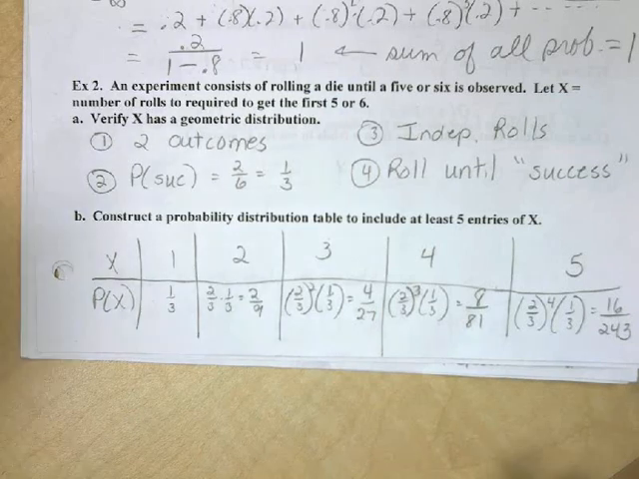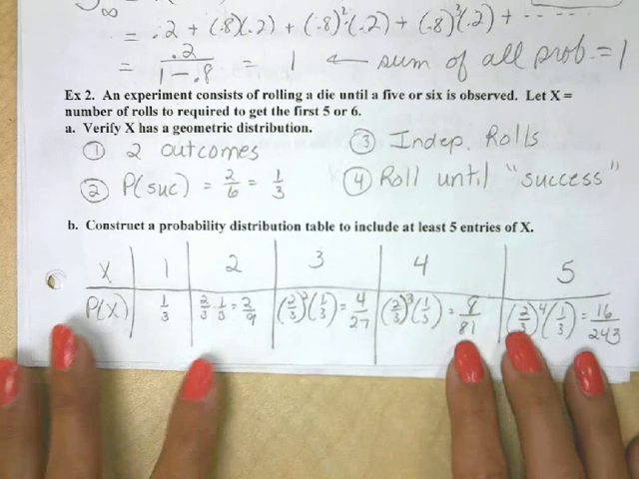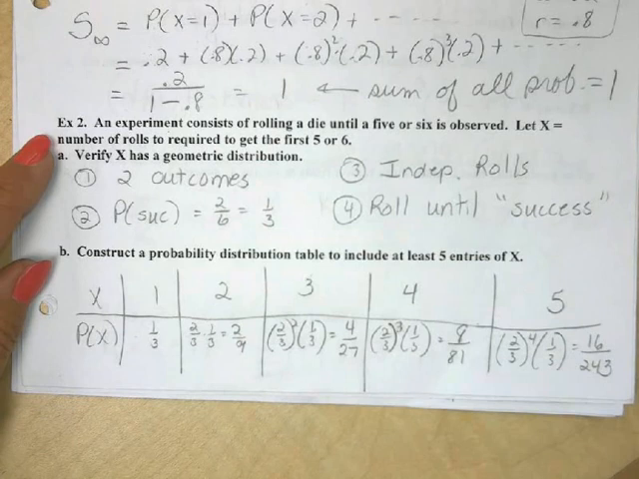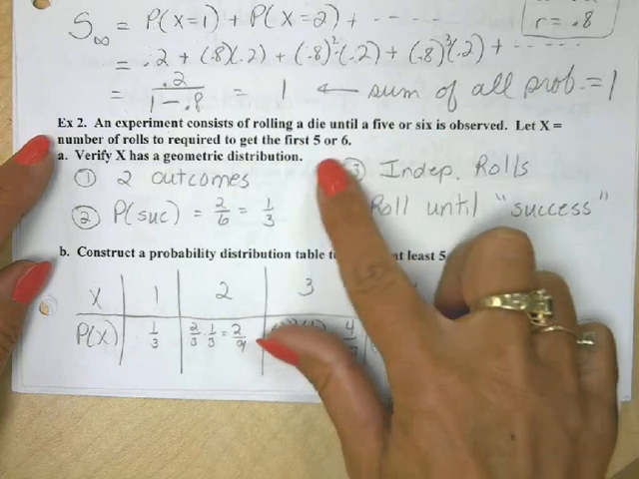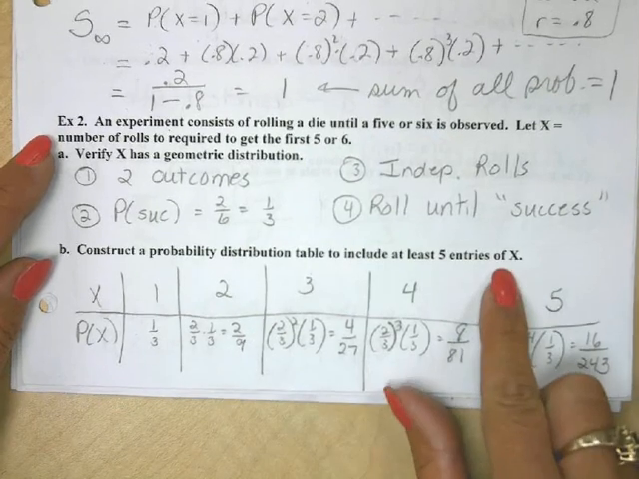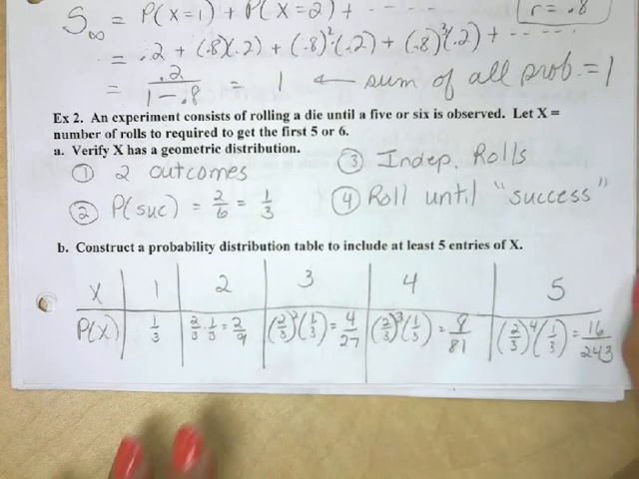Now we're going to finish up with section 8.2, and just as a little review, remember we were looking at experiment 2 where we were rolling a die and looking at a success being a 5 or a 6 coming up. And once we got that 5 or 6, basically we were stopping. So we were counting and letting x stand for the random variable of how many times it takes to roll to finally get that 5 or 6.